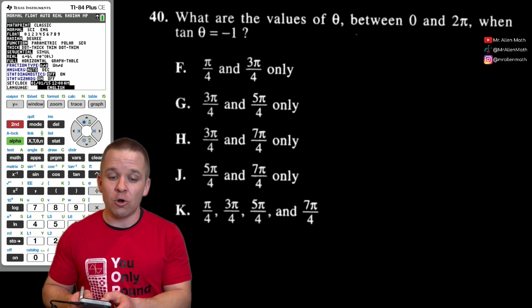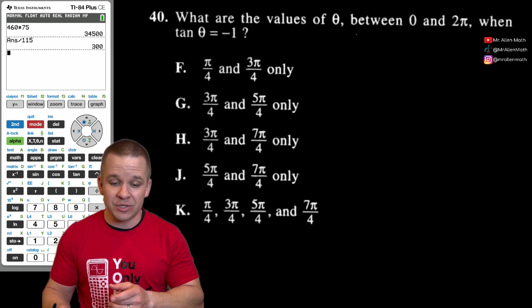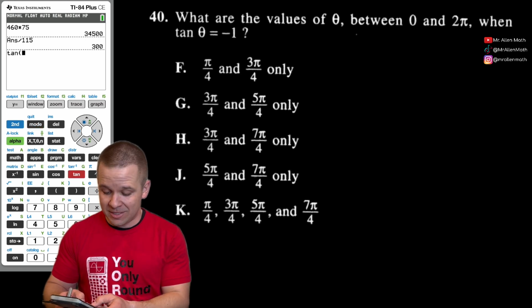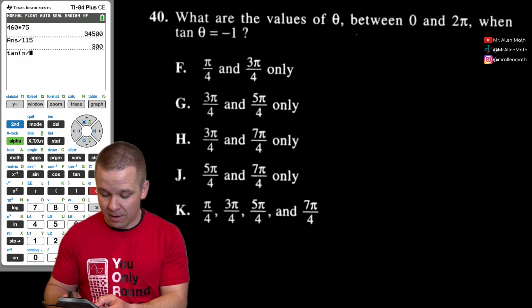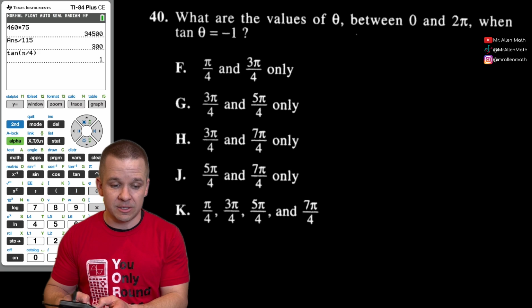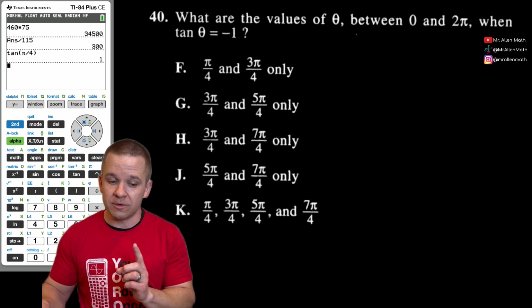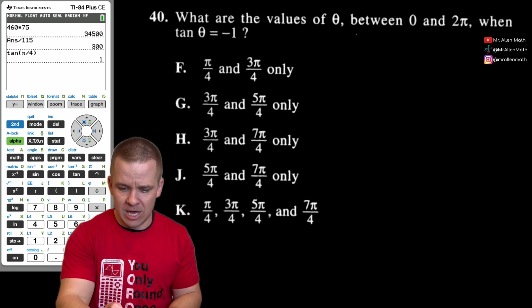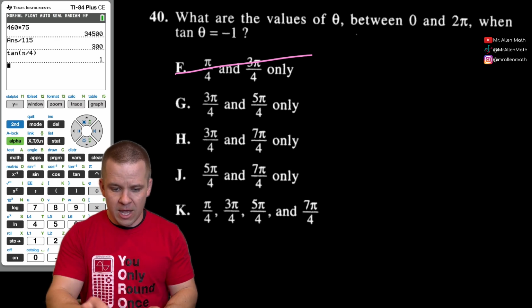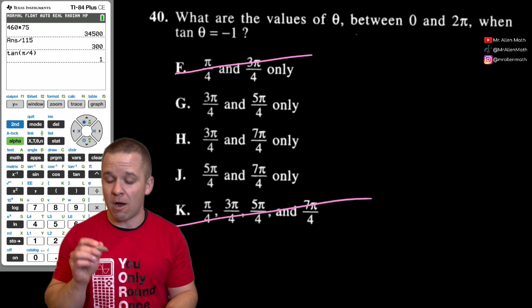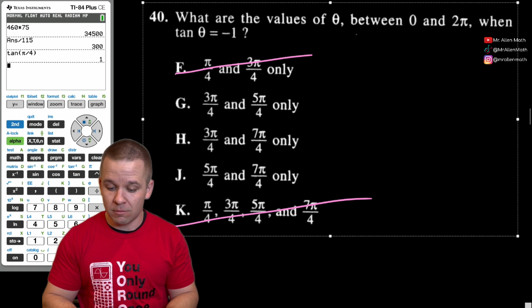So I'm going to hit second quit, and now what I'm going to do is I'm just going to type in tangent, and then let's test out pi over 4. So second pi divided by 4, close my parentheses, hit enter, I get 1. Okay, so it's not going to be that one because it needs to be -1. So it can't be this guy, which has pi over 4, and it can't be this guy because it has pi over 4.